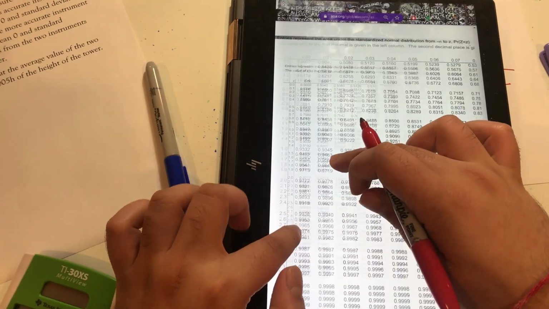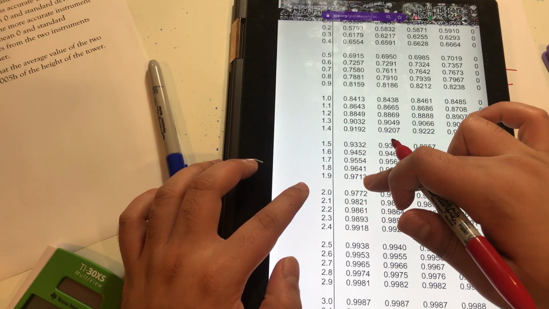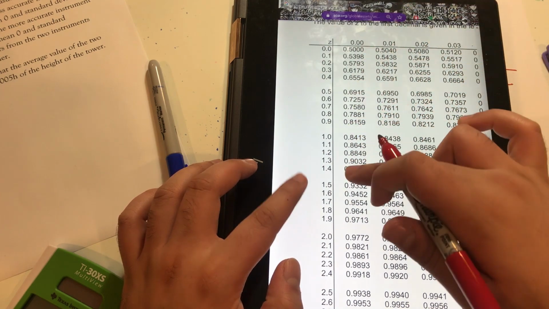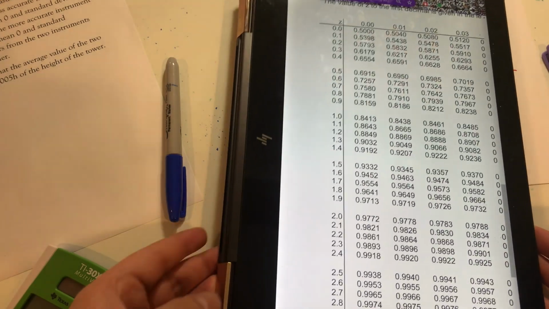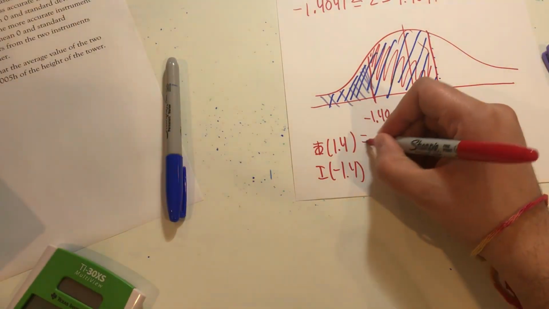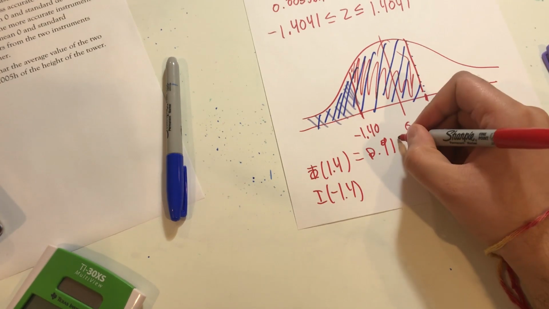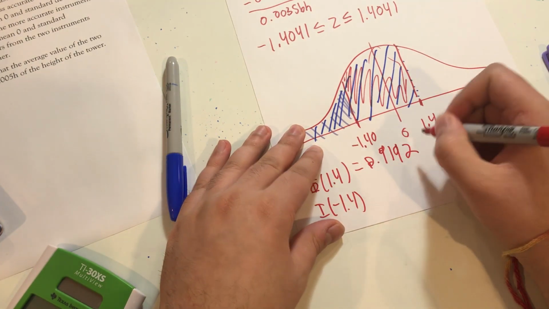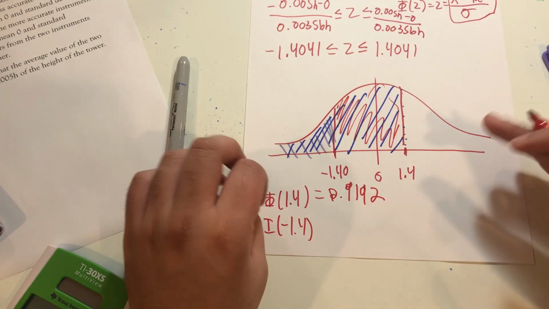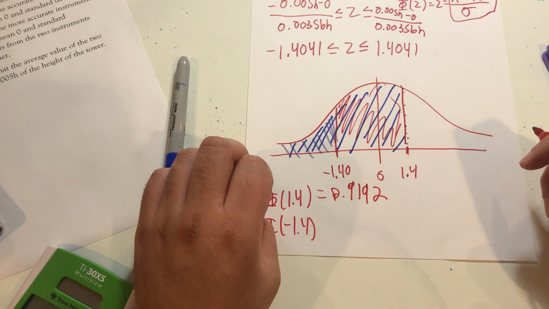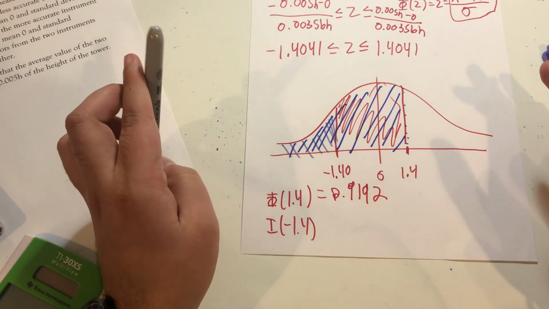So here, I don't know if that comes up clearly, I go to 1.4, 0. So the value of that is 0.9192. So the area under the curve all the way up to 1.4 is 0.9192. But I'm not looking for just the probability that I'm less than or equal to 1.4.